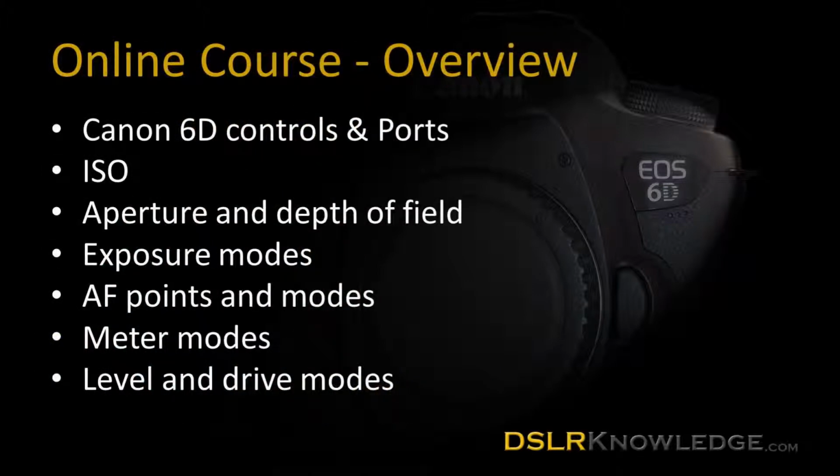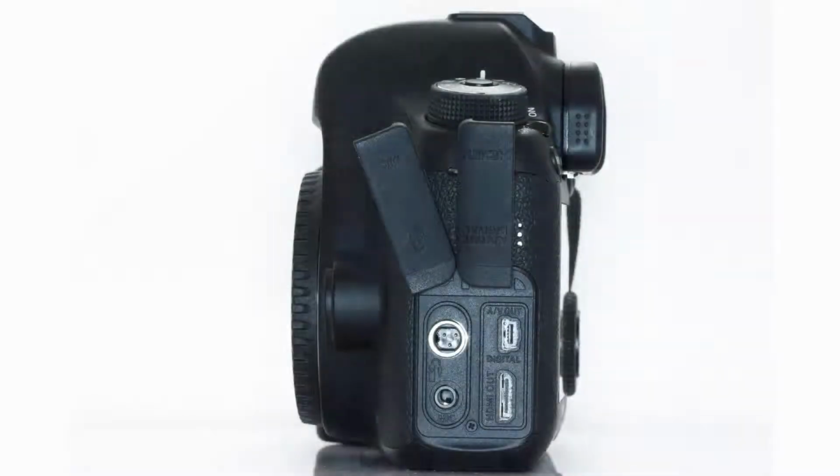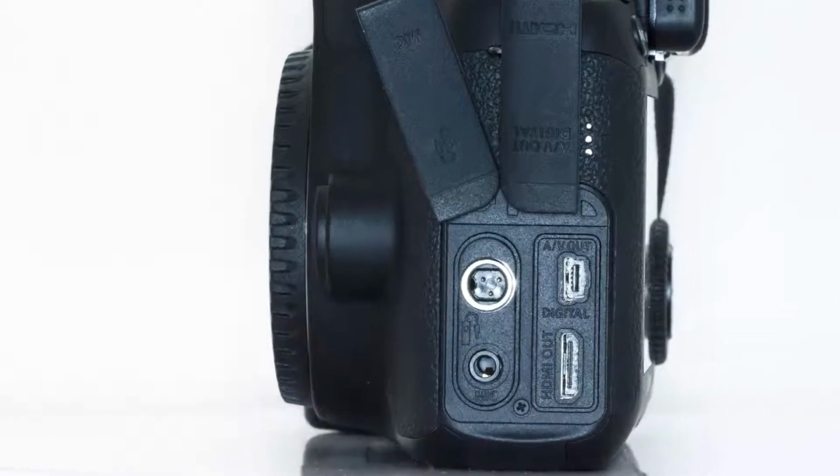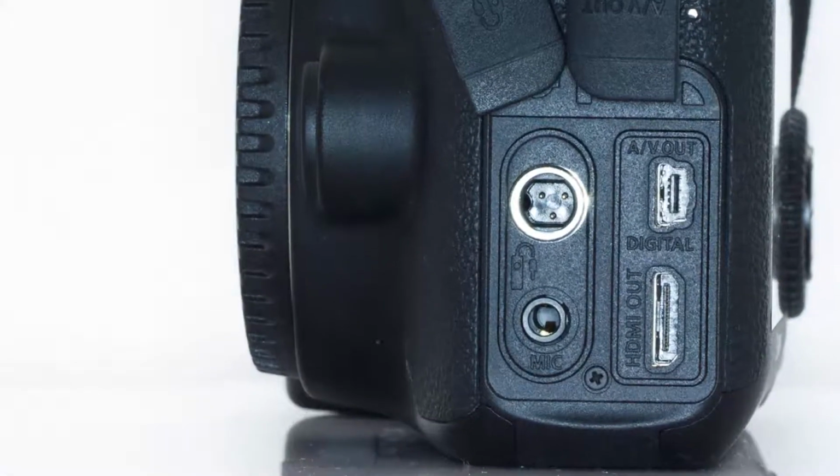So as we dive into the camera itself with the Canon 6D during this course, we're going to look at every aspect of the camera itself. We're going to go over all of the ports on the camera. So right away, with the ports that you're seeing on the camera, what are they for? When would you use them? Why would you want to use them? Kind of some tips and tricks, things like that.